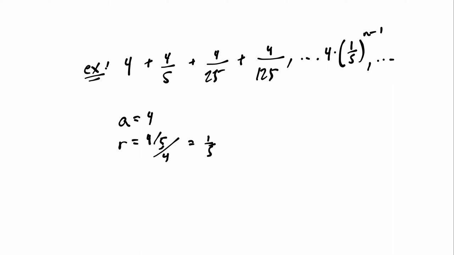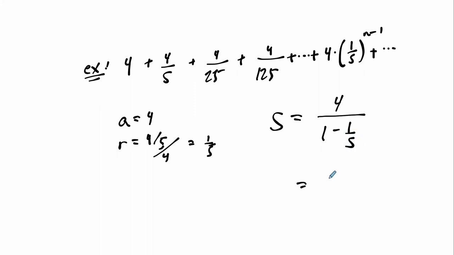Now, this sequence goes on and on. The series goes on and on forever. We're adding. And I switched from addition to commas. Let me fix that. We have a series here. We're adding. All right. So our formula says that in this case, this series will equal 4, which is A, over 1 minus r, 1 minus 1 fifth. And that's 4 over what? Well, 5 over 5 minus 1 over 5 is 4 fifths. And that equals 4 times 5 over 4, which equals 5.